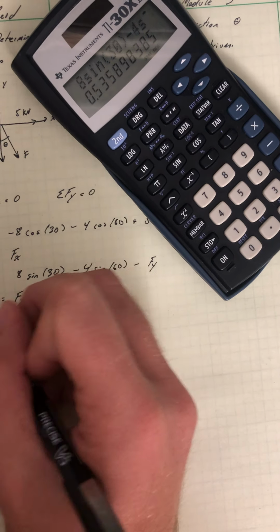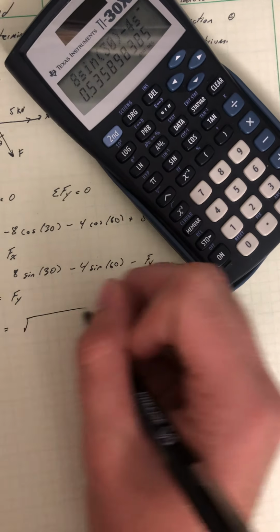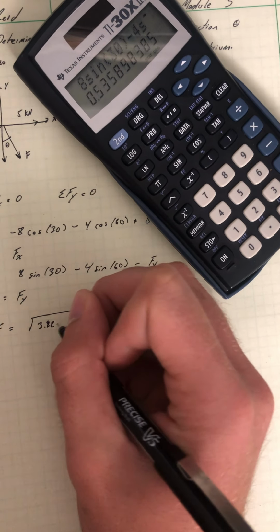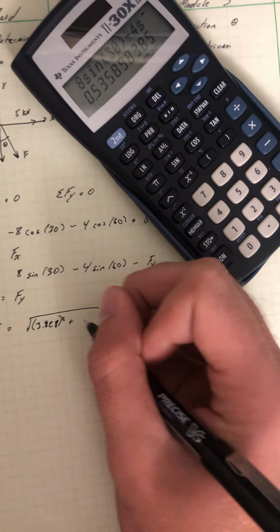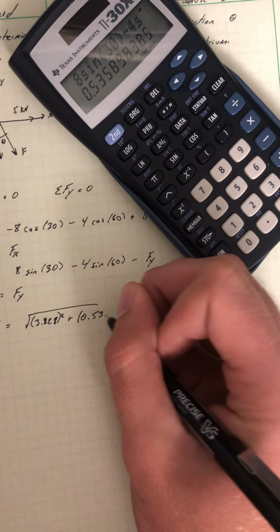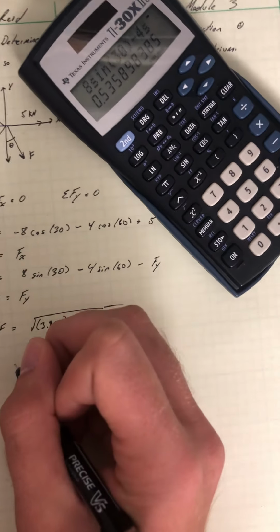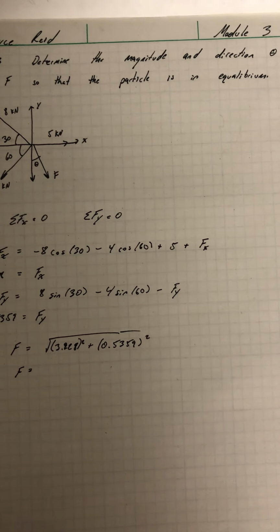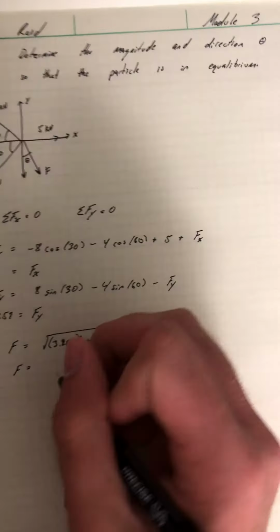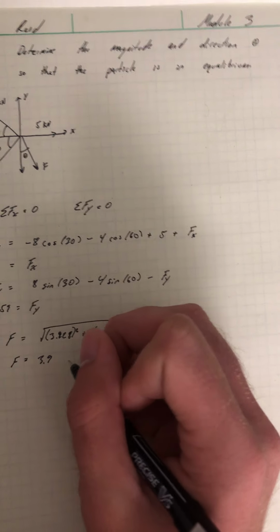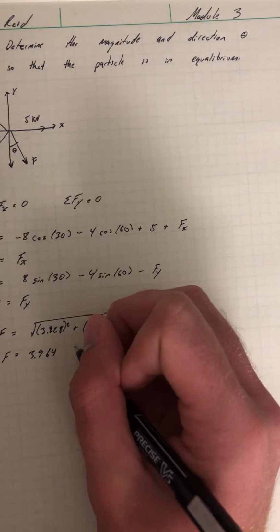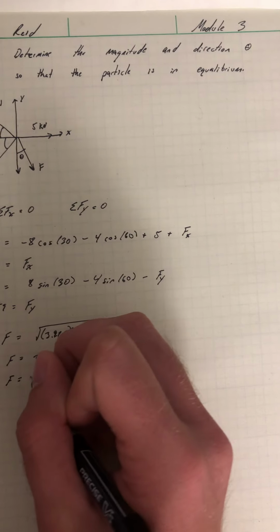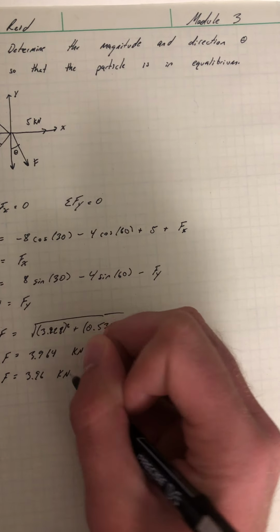Now we find the total force, which is going to be the square root of these squared: 3.928 squared plus 0.5359 squared. The force is going to equal 3.964 kilonewtons, which rounded off is 3.96 kilonewtons.